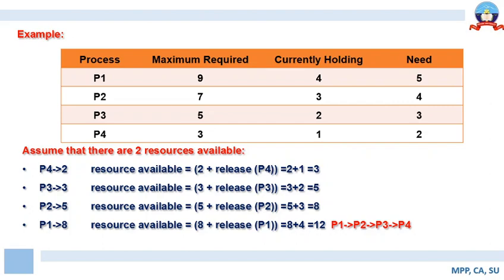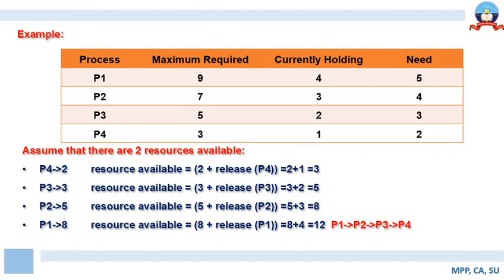So out of the 4 processes P1, P2, P3, P4, we see that there is a process P4 that requires 2 resources for completion. So here what we do is we allocate 2 to P4. So once 2 is allocated to P4, it meets the requirement of P4, that is 2.